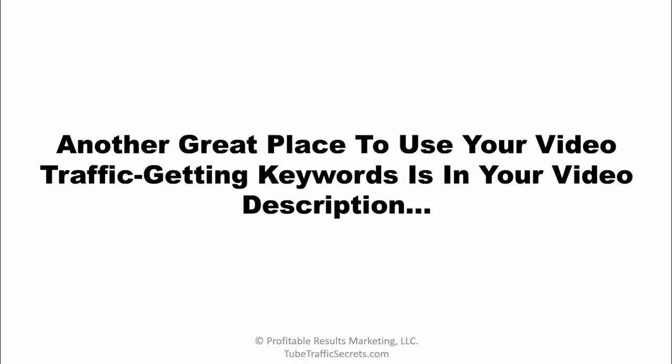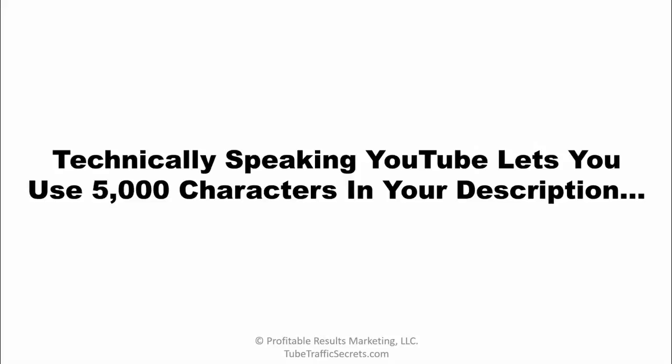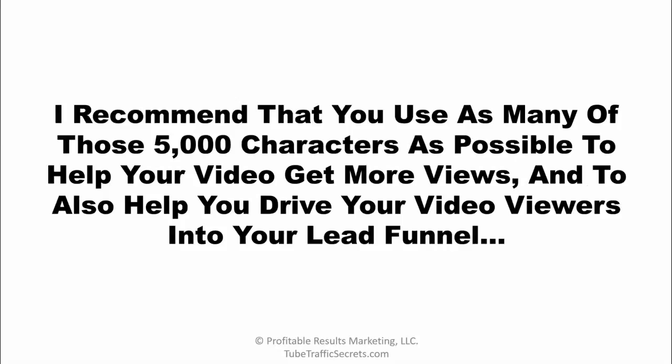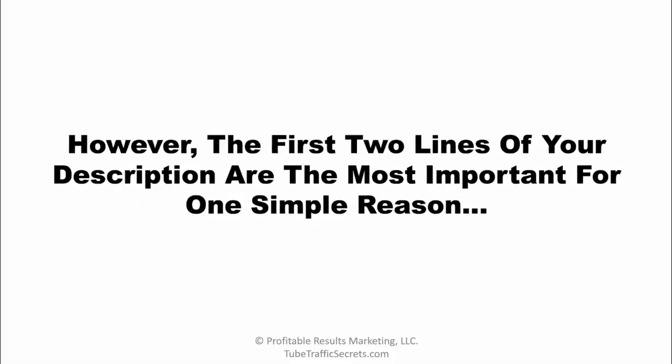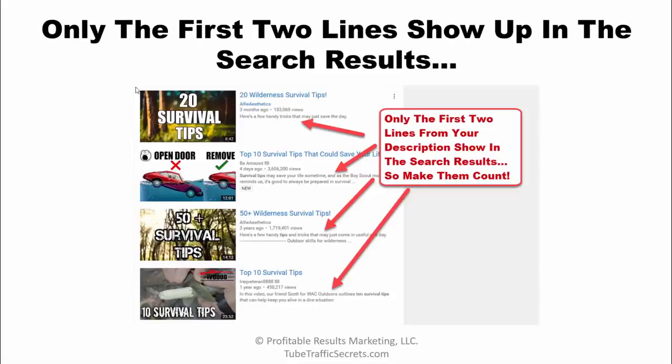Now, another great place to use your video traffic getting keywords is in your video description. So let's talk about that. Now, technically speaking, YouTube lets you use 5,000 characters in your description. And I recommend that you use as many of those 5,000 characters as possible to help your video get more views and to also help you drive your video viewers into your lead funnel. The problem is that the first 2 lines of your description are the most important for one simple reason. The first 2 lines are the only 2 lines of your description that show up in the search results.